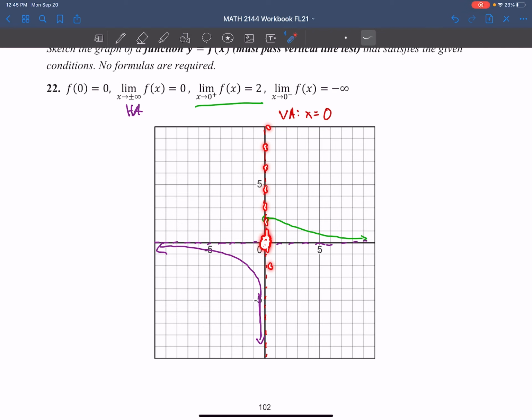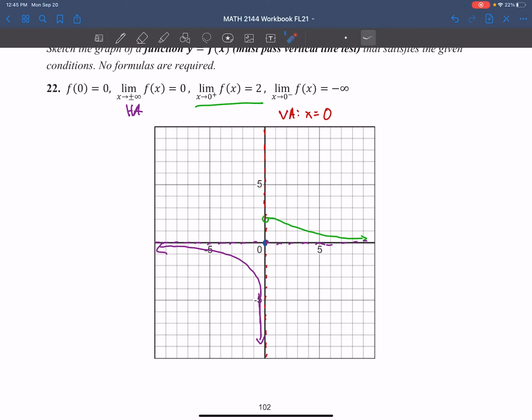So just to clarify, a graph can never go through a vertical asymptote. Well, if you have a piecewise function, you could put them together to allow that certain behavior. But you can see as x approaches 0 from the left, it goes down. As x approaches 0 from the right, you get some value. We have an open dot, so it passes the vertical line test. But does anyone have any follow-up questions on 22?